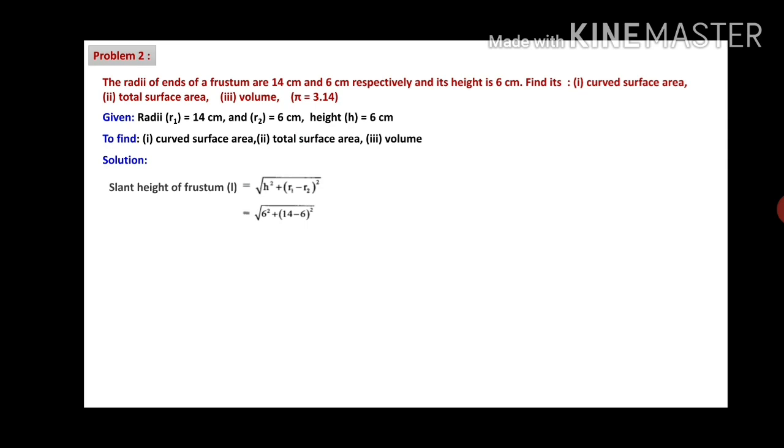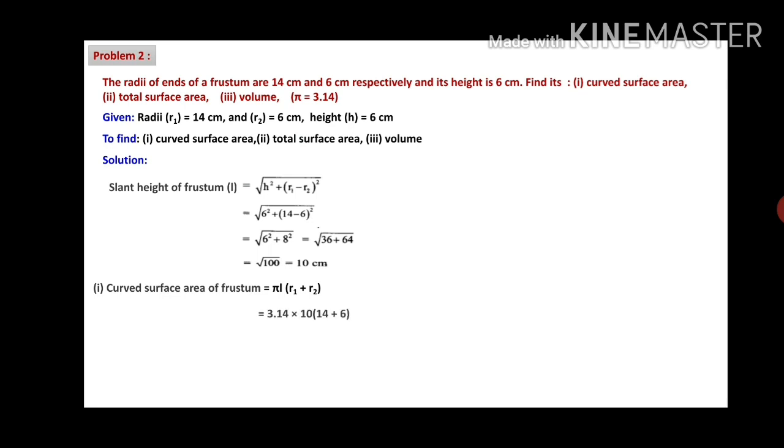Which will be equal to under root 6 square plus bracket 14 minus 6 bracket raised to square. So which will be 6 square plus 8 square, which is equal to under root of 36 plus 64, which will be root of 100, which is 10 centimeter. Now first, curved surface area of the frustum is equal to pi L into bracket R1 plus R2.